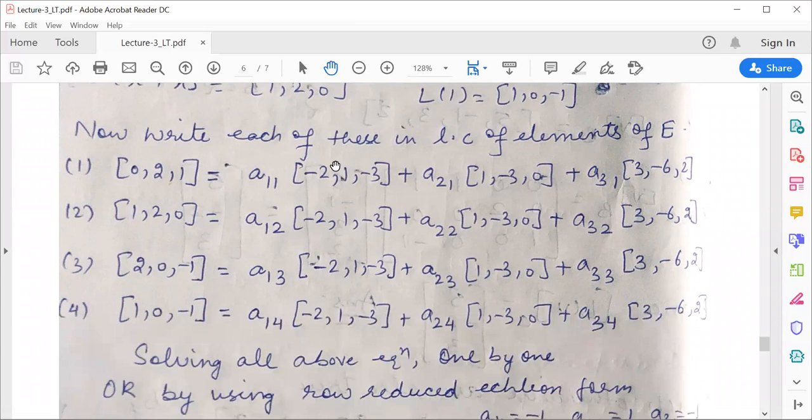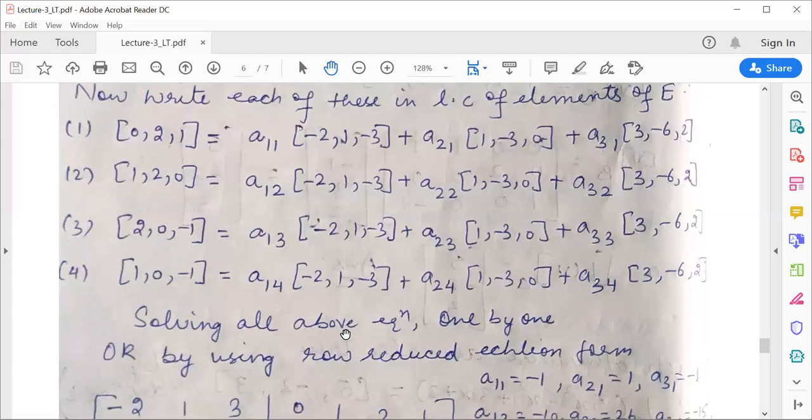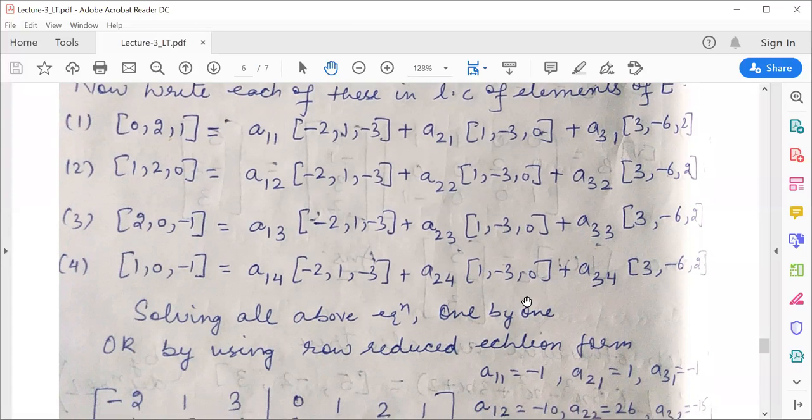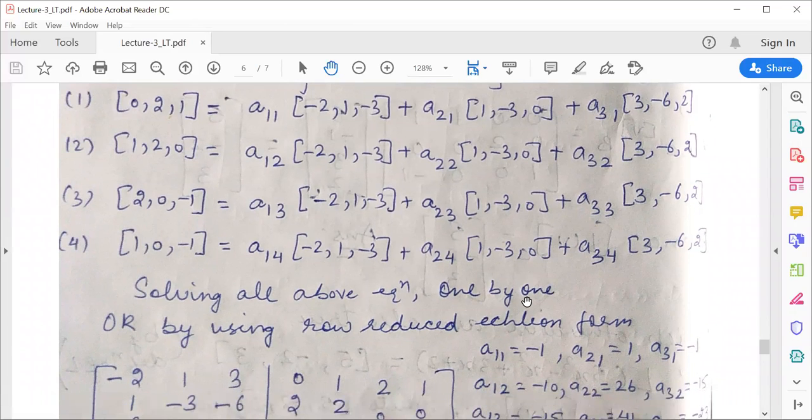Now, solving all the equations one by one, you will get the values of these coefficients. You can solve these equations starting from the first equation. How many equations will you get here? A 3 by 3 system, here also 3 by 3, here also 3 by 3, here also 3 by 3. You can calculate them separately or simultaneously also. How will you calculate all the coefficients simultaneously?